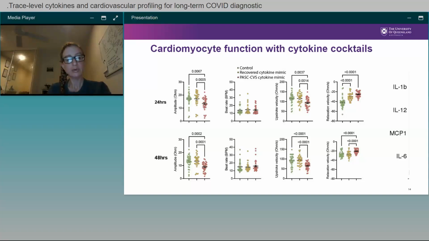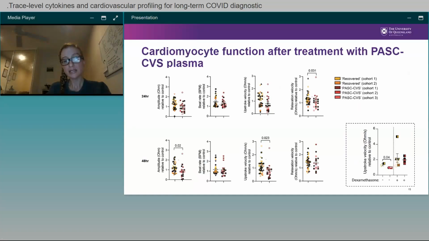Now, logically, you would expect that if these trace-level cytokines have an effect on cardiomyocyte function, we should be able to take the plasma of long COVID individuals, place them on the cardiomyocytes, and see a similar phenotype. So this is exactly what we did. Again, we've got our different cohorts here. We have 2 recovered cohorts and 3 long COVID cohorts, and we incubated the cardiomyocytes with the plasma of these individuals for either 24 or 48 hours. And here again, you can see a difference in relaxation velocity, also upstroke velocity, and also amplitude.